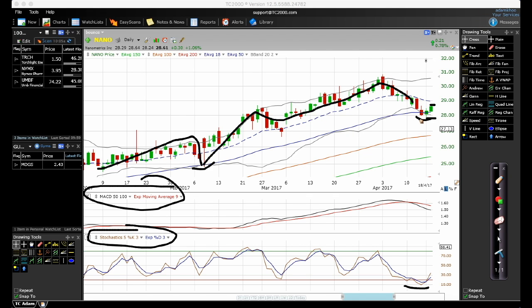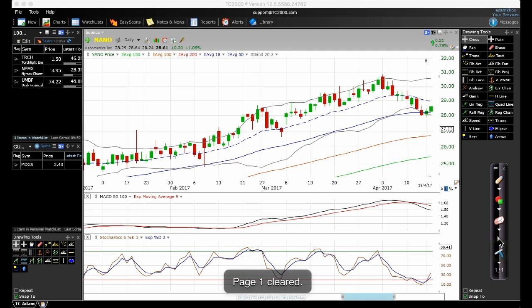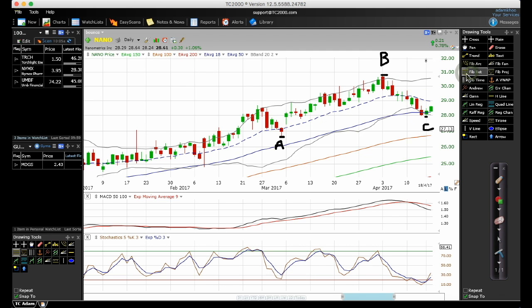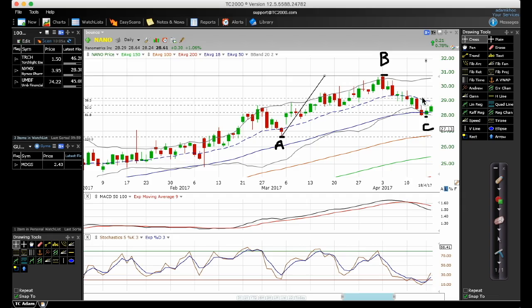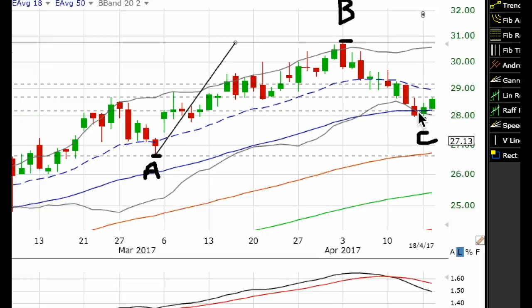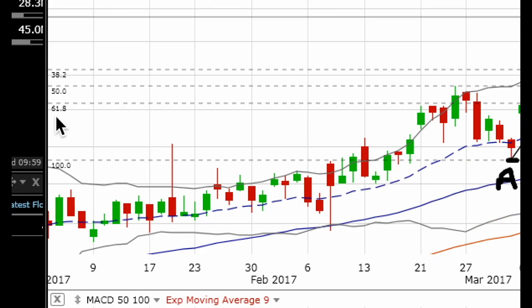So again, to give me added confidence, I want to check, is this a Fibonacci level? To draw Fibonacci, I first need to estimate where my A, B, and C are, right? I could take this as my A, that's my B, and that's my C. So A, B, C: impulsive wave, corrective wave. All right. So I click on my Fibonacci tool, click on A, drag to B, and sure enough, you can see this level is the 61.8.